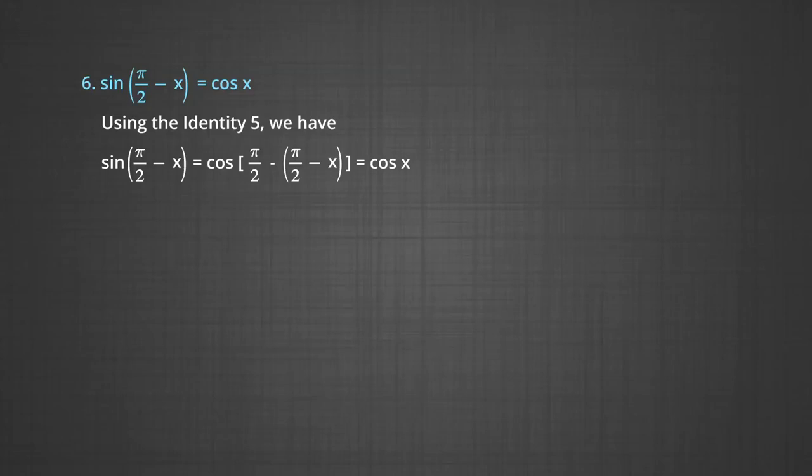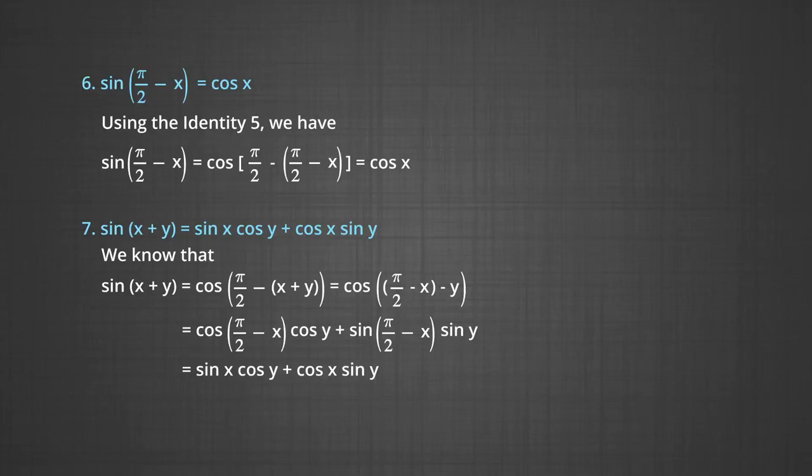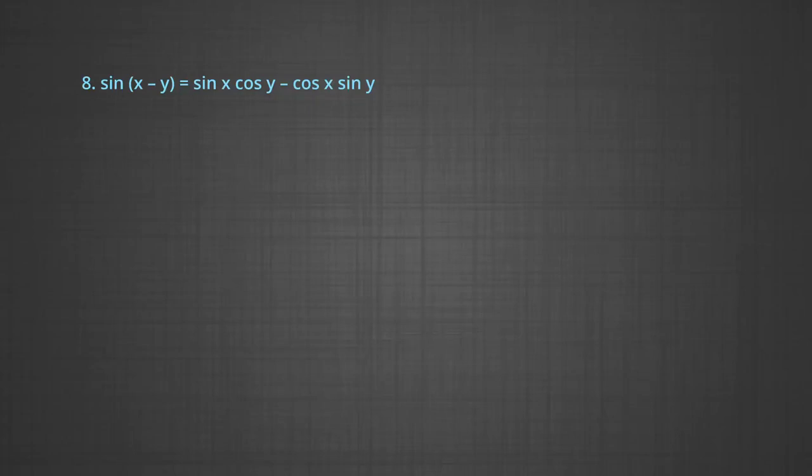Let us now try to find out the identity for sin of x plus y. We know that sin of x plus y can be written as cos of pi by 2 minus (x plus y), or we can rearrange this as cos of pi by 2 minus x minus y. We will apply the identity of cos of x minus y, which gives the value as cos of pi by 2 minus x cos y plus sin of pi by 2 minus x sin y. Now, cos of pi by 2 minus x can be replaced by sin x and sin of pi by 2 minus x can be replaced by cos x. So, we can say that sin of x plus y is equal to sin x cos y plus cos x sin y.